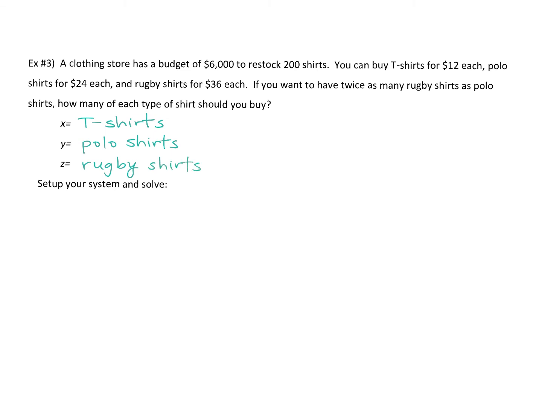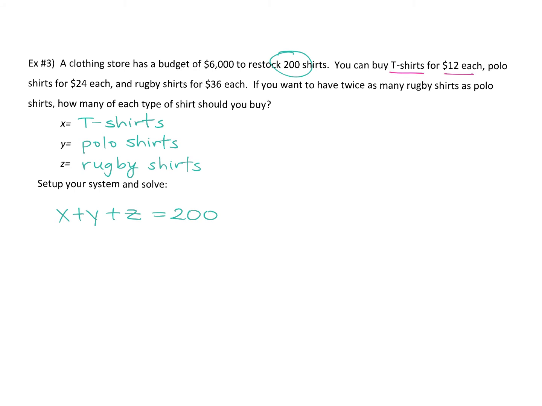Okay, so we have to set up a system here. We know there are 200 shirts. Can you write an equation for 200 shirts? X plus Y plus Z equals 200. Yes, X plus Y plus Z is 200. If we add up all the shirts, there should be 200 of them. Okay, now let's talk money. Can you write an equation that involves the money for these different shirts?